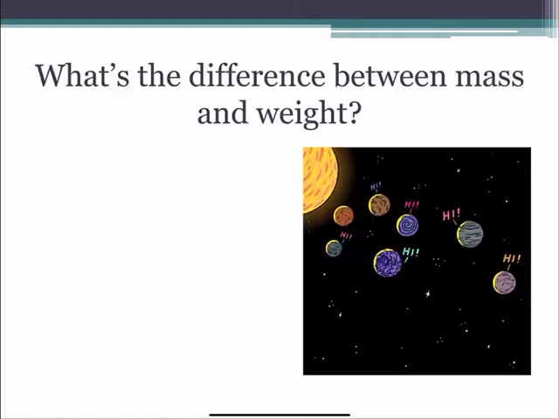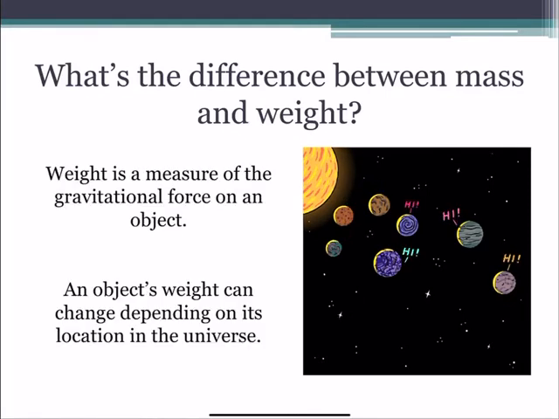So what's the difference between mass and weight? What do you think the difference is? Well, weight is a measure of the gravitational force on an object, and we just talked about that, right? So it's the gravity pulling the object back down towards Earth or whatever planet it's on. An object's weight can change depending on where it is in the universe and what planet it might be on.